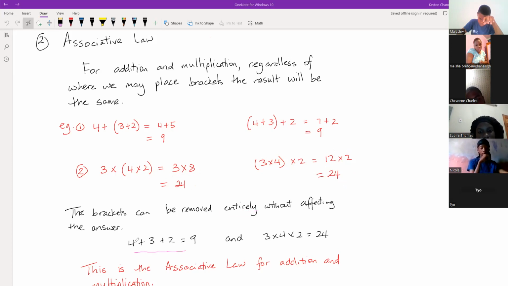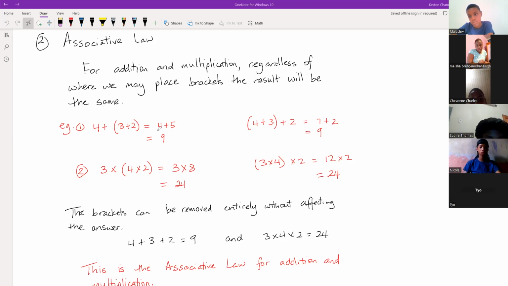If I remove the brackets entirely, 4 plus 3 plus 2 is still going to give me 9. And if I remove the brackets here, 3 multiplied by 4 multiplied by 2 is still going to give me 24. So the associative law and the commutative law are for addition and multiplication only. For the commutative law, basically, we say that order does not matter. It doesn't matter the order in which we add or multiply numbers. Our answer will always be the same. The associative law says it doesn't matter where we place the brackets. Once we add and multiply, regardless of where we put brackets, the answer is going to be the same.